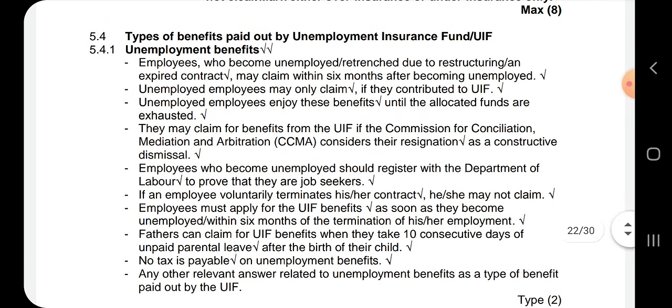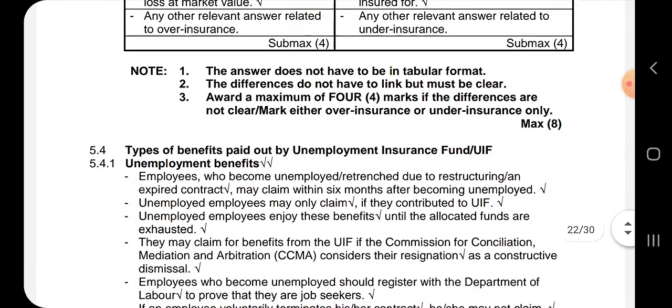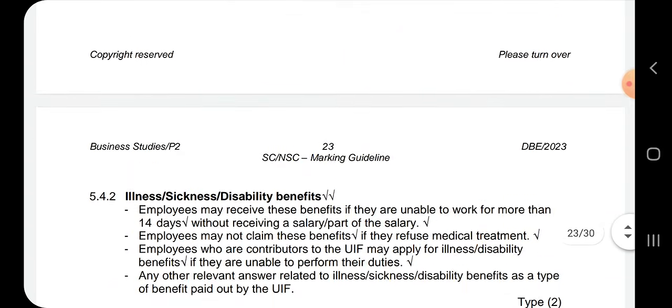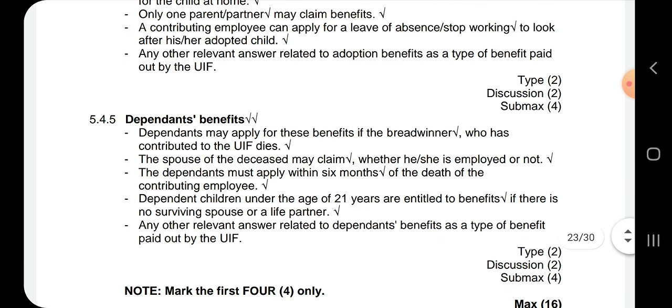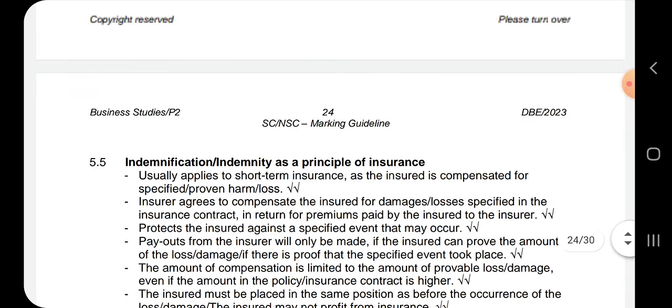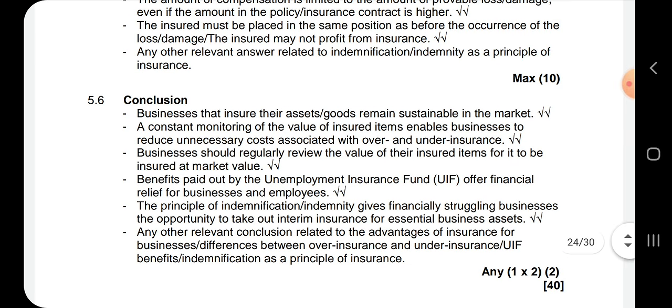And then the types of benefits paid out by the Unemployment Insurance Fund are unemployment benefits. That's what you have there. And then there are illness benefits. They pay when you are sick. Maternity benefits, adoption benefit, dependent benefit. Only 4 is required. And then indemnity is explained there. And then you have your conclusion. And that's how you get your 40 marks.